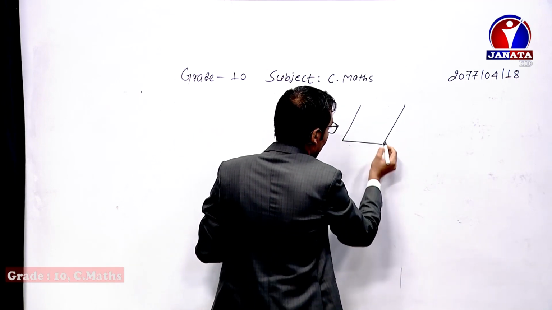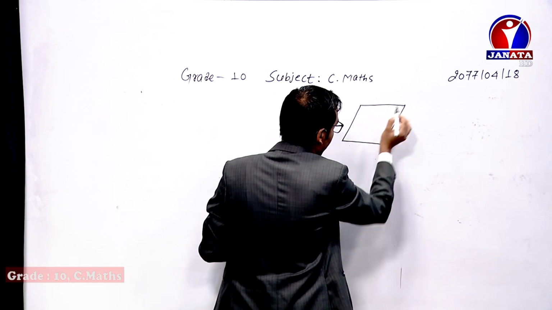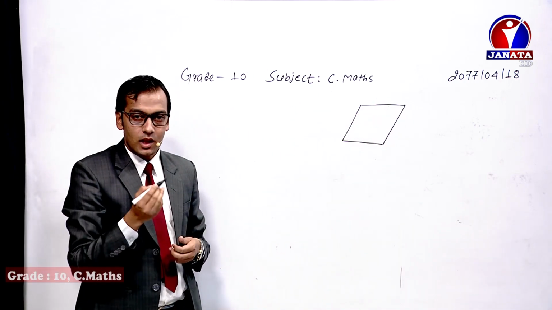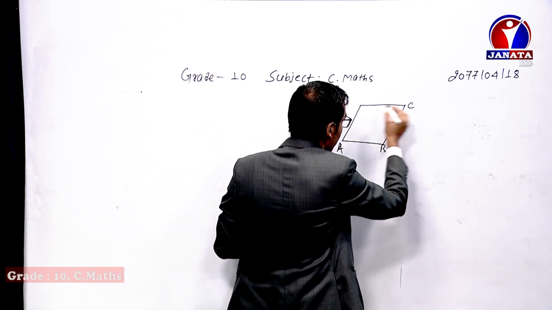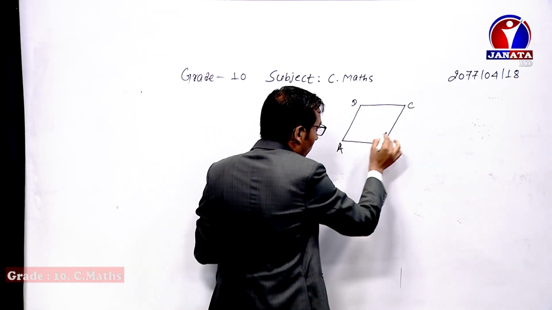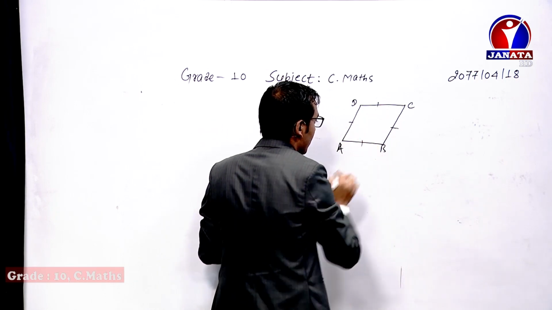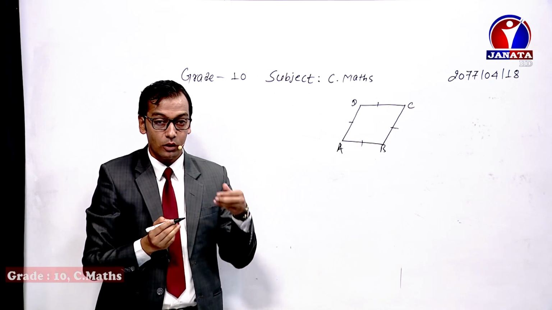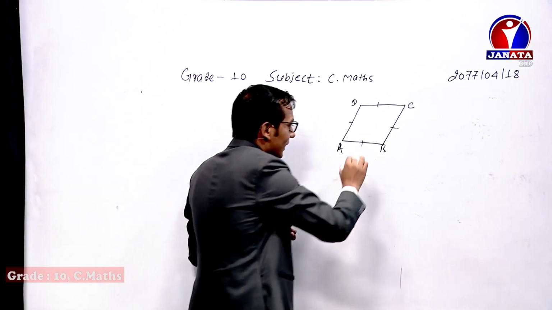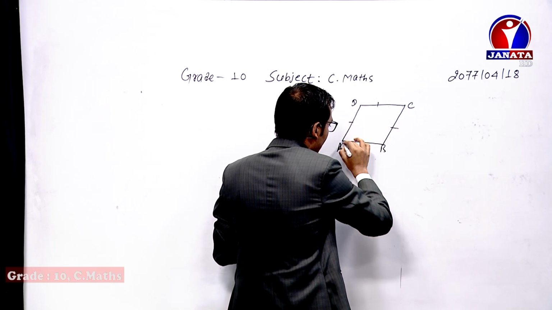Rhombus is a quadrilateral because it has 4 sides. Let me write this as A, B, C, D. All sides of a rhombus are equal. This is a quadrilateral having all 4 sides equal. Obviously, opposite sides are parallel to each other.